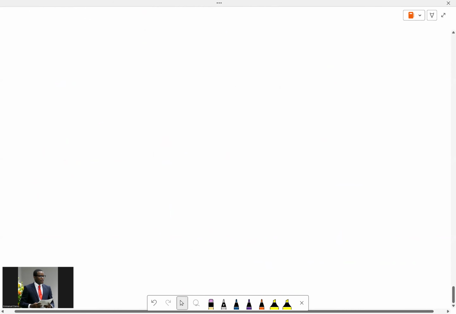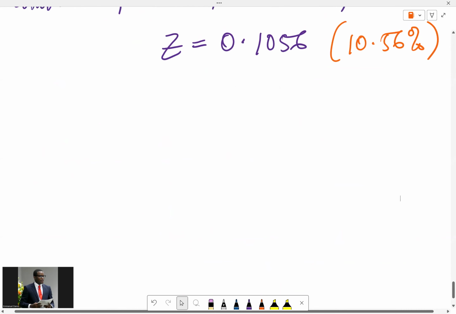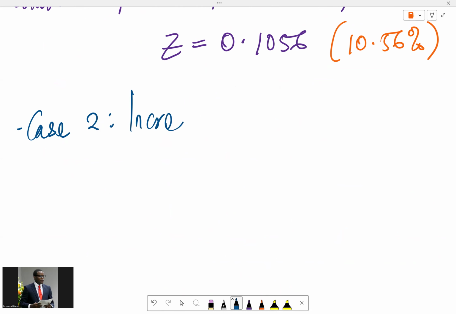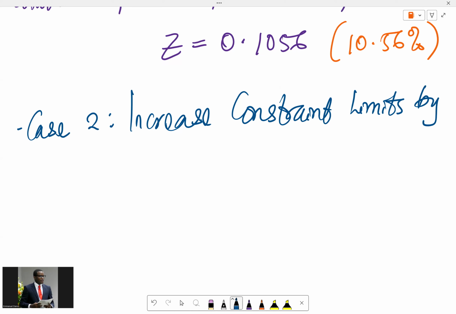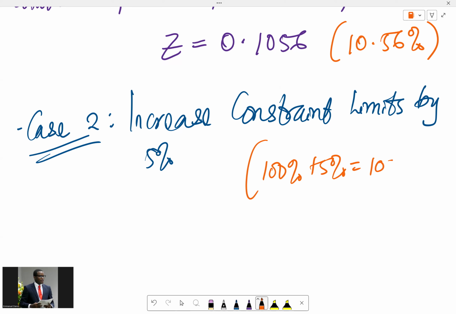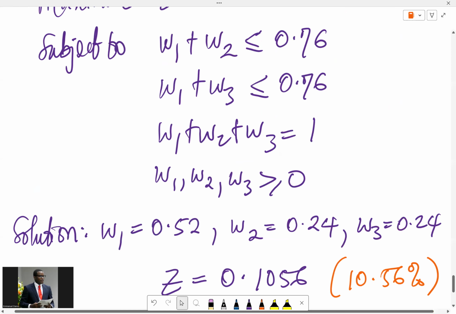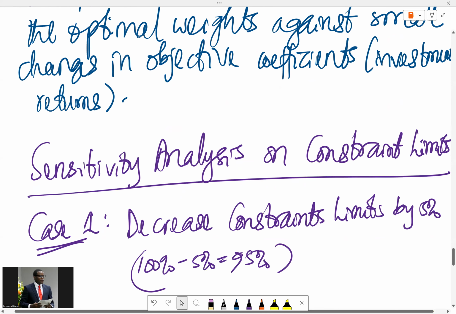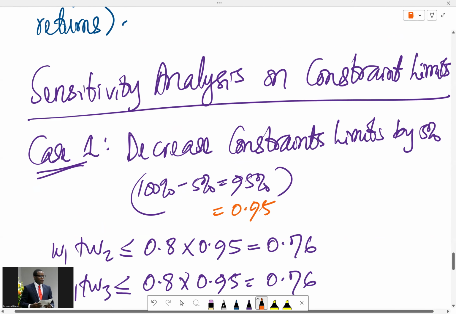What if we do case two, where we increase constraint limits by 5%. Okay. Increase constraint limit by 5%. Of course, just like I've been saying, you had 100% before, so you're adding 5% to it. That's like 105%, which is the same thing as 1.05. When we shrunk it, it was 0.95 here.